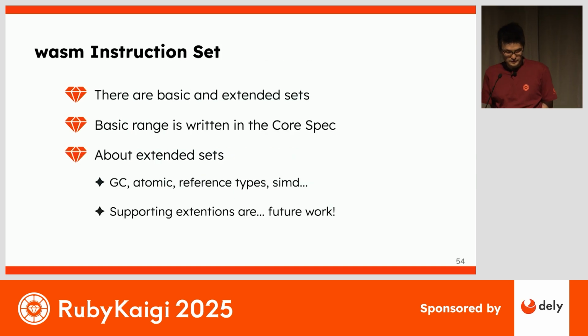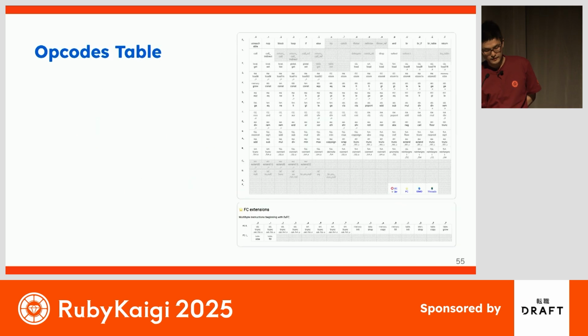The wasm instruction set has a basic range and extension sets. The core spec defines which instructions belong to which range. There are special extension sets for things like SIMD and others. This time, I focused only on the basic parts. You can refer to the opcode table website to see which instructions are included in the basic set.